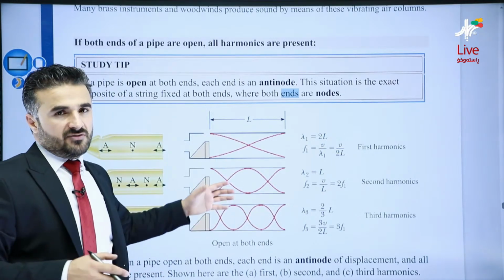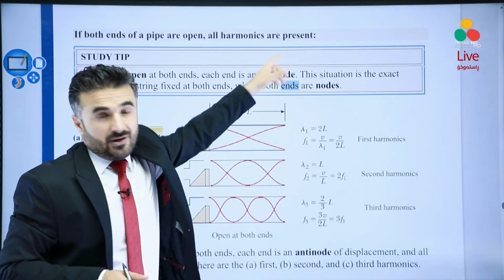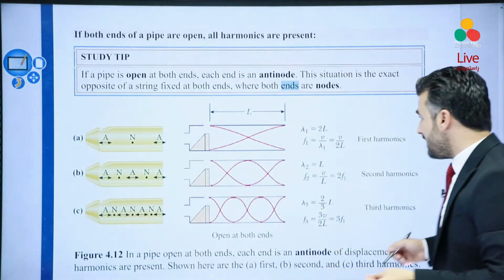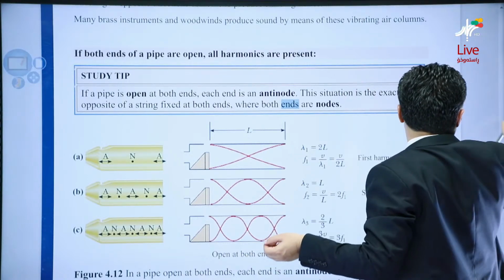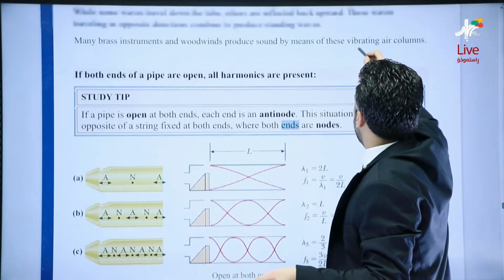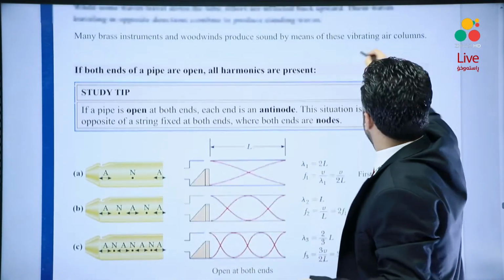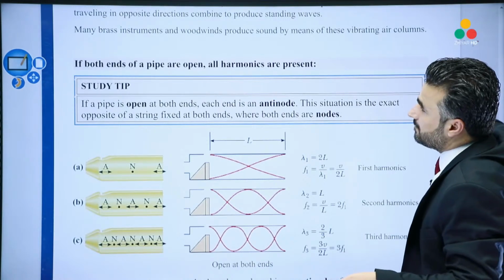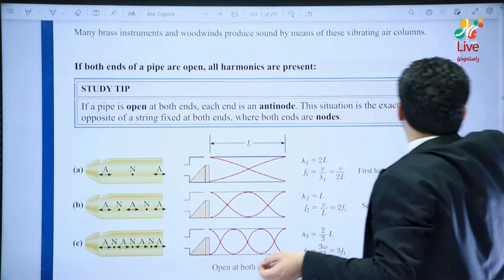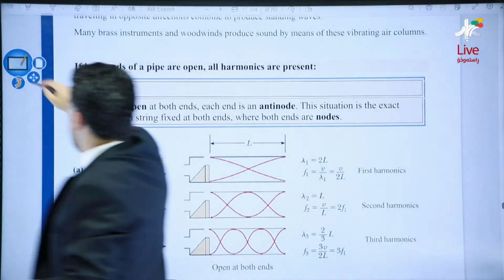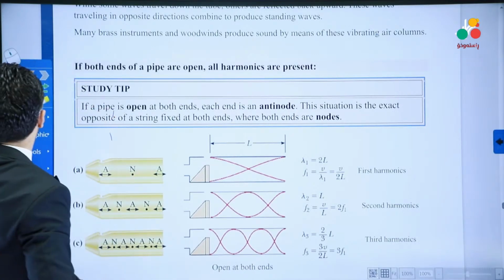This is a huge difference for what we're covering, so I want you to notice this. If both ends of a pipe are open, then all harmonics are present. Do you remember what harmonics were? Previously we said F equals Fn. Let's use blue. Let me zoom out for a second.